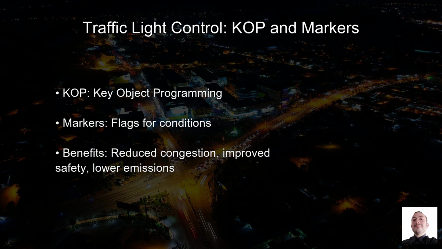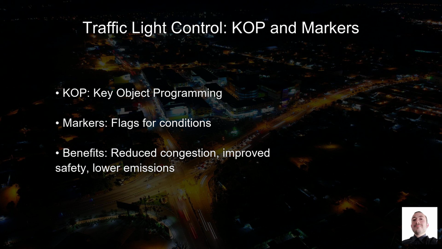markers. This isn't just about turning lights on and off, it's about orchestrating a symphony of green, yellow, and red to manage traffic efficiently. KOP allows us to define objects and their interactions in a structured way, while markers serve as flags to indicate specific conditions or states. Understanding this setup is crucial for anyone looking to master traffic light control systems.